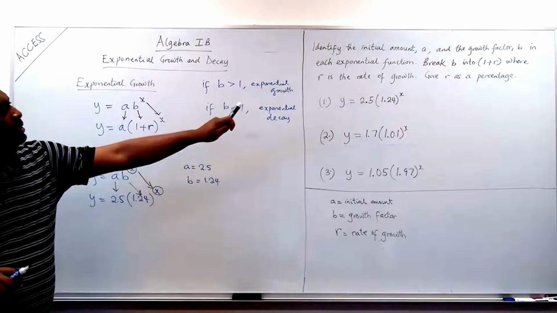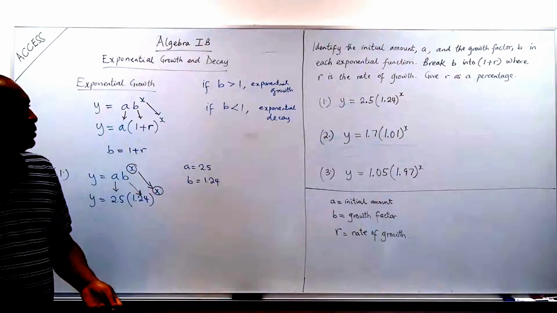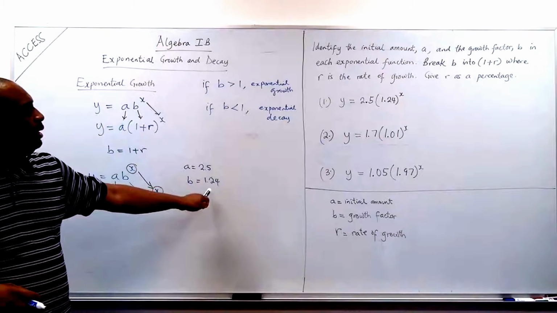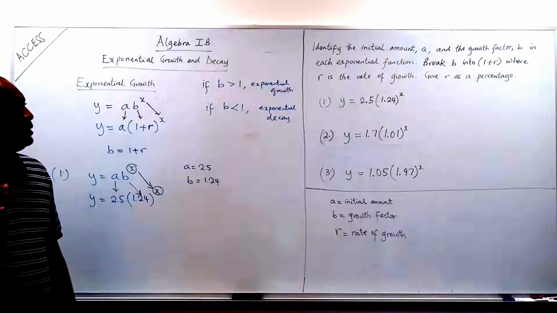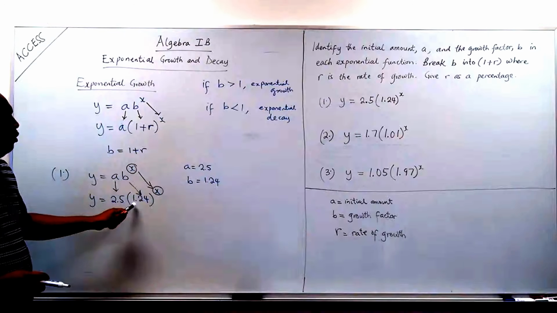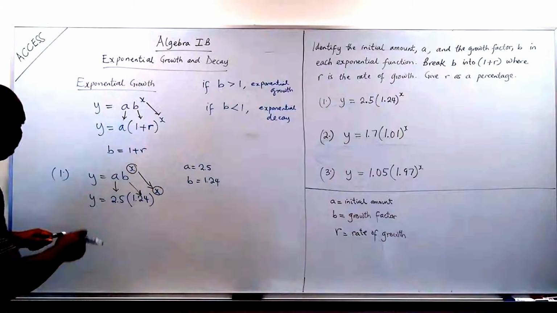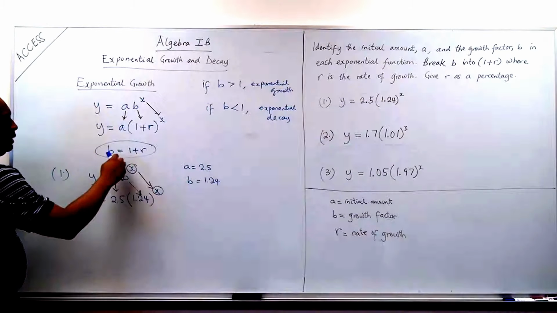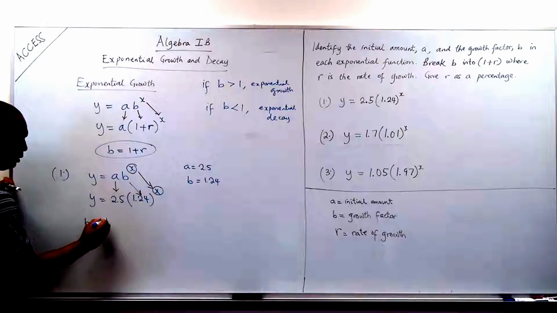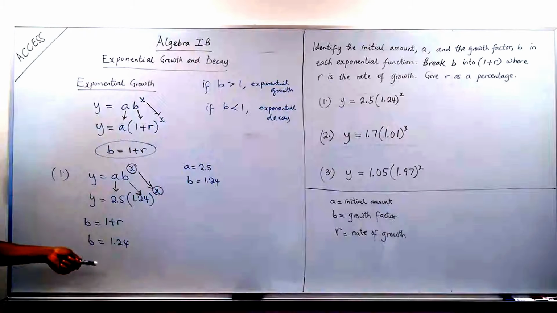Now, the question says identify the initial amount a and growth factor b. We have done it. Now it says break b into 1 plus r, where r is the rate of growth, and then give r as a percentage. So we see that our b here is 1 plus r. Remember, b is 1 plus r. And here, this b is 1.24.